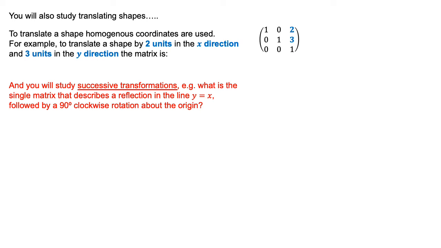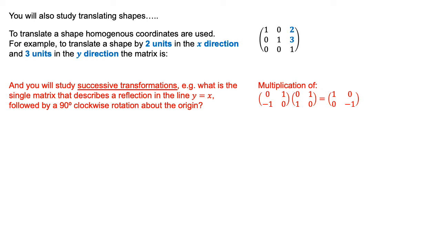And on top of that, what would you do if you had successive transformations? Well, the power of matrices is you can actually work out a single matrix that represents a combination of transformations. So, for example, here, if I said to you, reflect a shape in the line y equals x, and then a 90-degree clockwise rotation, if you multiply the 2 matrices together, and if you look carefully, it is actually in reverse.